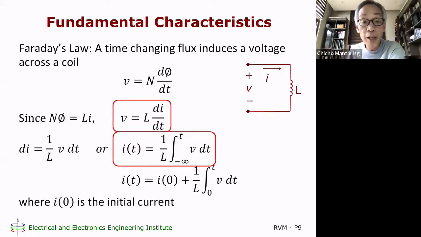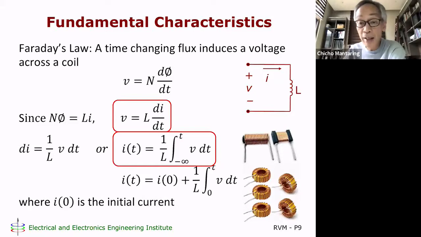And just like what we did with the capacitor, I can split this integral into two: the integral from minus infinity to 0 and the integral from 0 to t. Okay, so I come up with this expression. And all this says is that the current that flows through your inductance depends on an initial condition. And that initial condition is the current flowing through your inductance at t equal to 0.